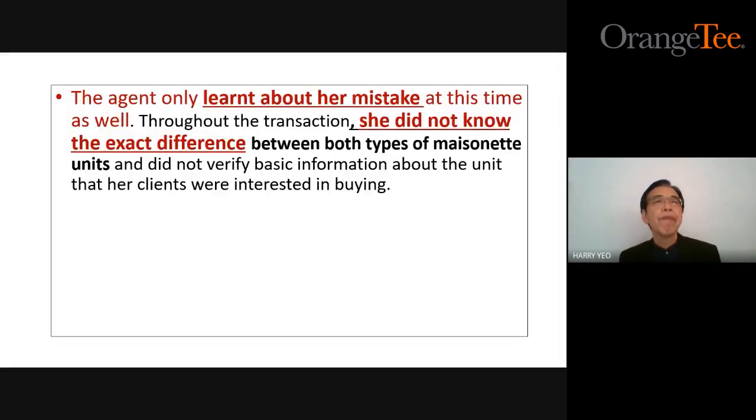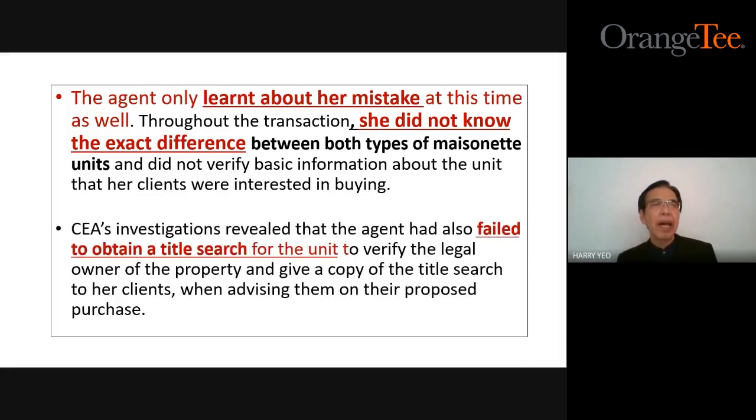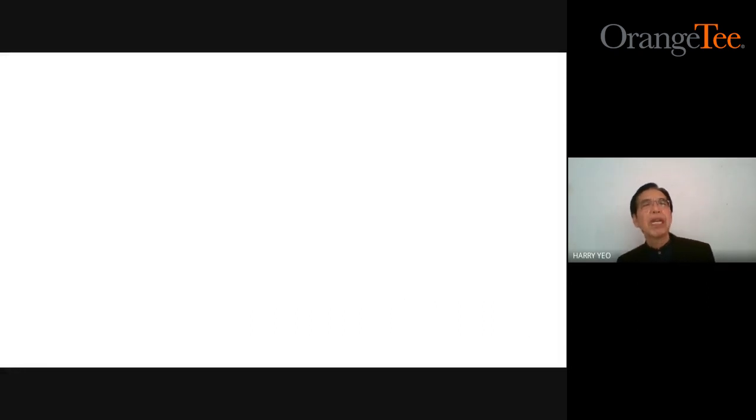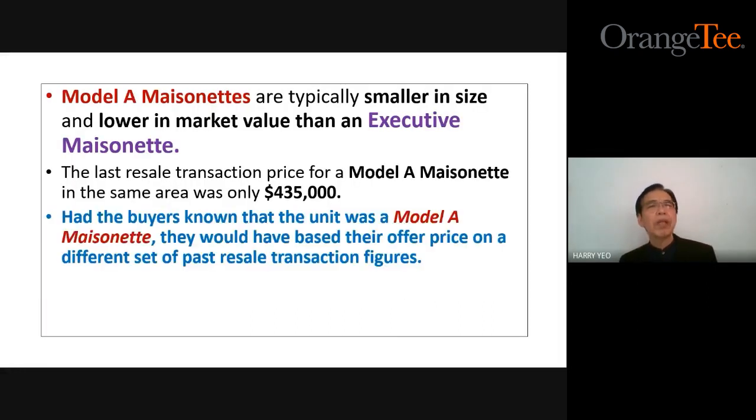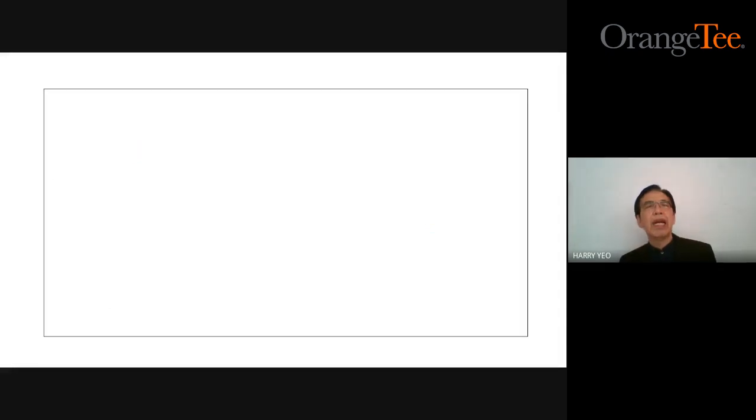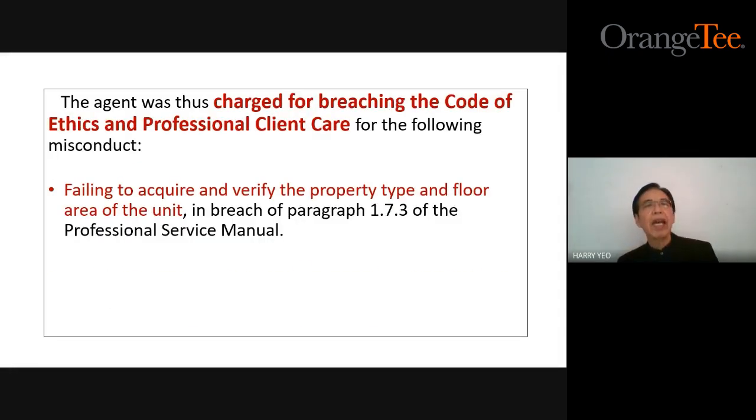So they lodged a complaint. They learned about the mistake at this time as well. Throughout the transaction, the agent didn't know that. Hey, what kind of agent? You don't even know the difference between executive mezzanette and Model A mezzanette. Not competent. You have breached the fiduciary duty because you have fallen below the standard required of you. Failed to obtain the land title search. Failed to be knowledgeable. Caused the client to lose money. As a result she was fined and suspended.